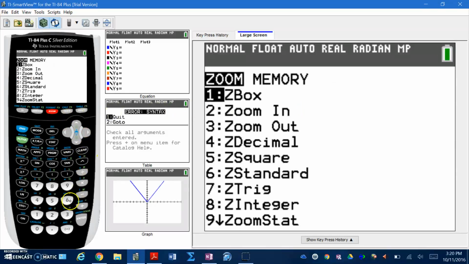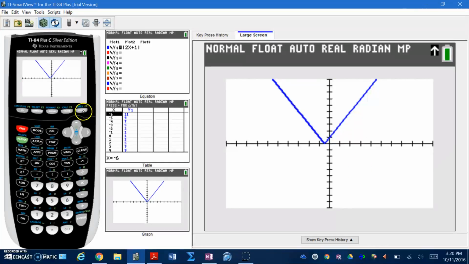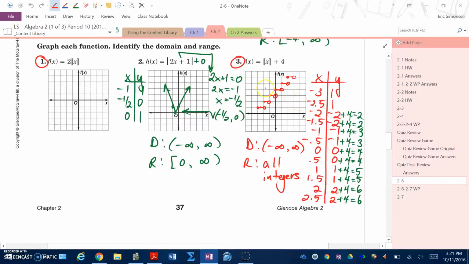And then I'll hit zoom, 6. Here comes the graph of the absolute value as we saw. We can do more analysis if we needed to. We could even look at the table if we needed to, hitting second graph. All right, various points, of course, are listed. That's pretty nice if you wanted to double check. We'll go ahead and graph number 3 as well.